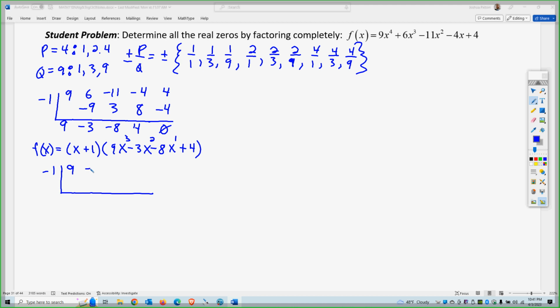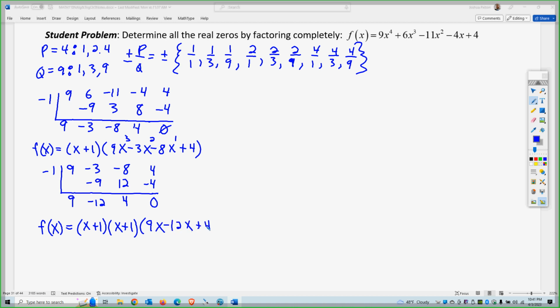So 9, -3, -8, and 4. Okay, so we're going to add, then multiply by -1, and that works. So f of x equals x plus 1, and now another x plus 1, or you can just write x plus 1 squared, and then 9x squared minus 12x plus 4. Well, this was a 3rd, so now we're going to be left with 2, then 1.